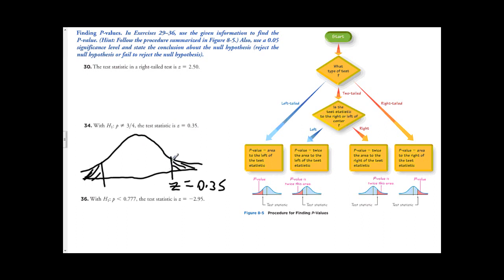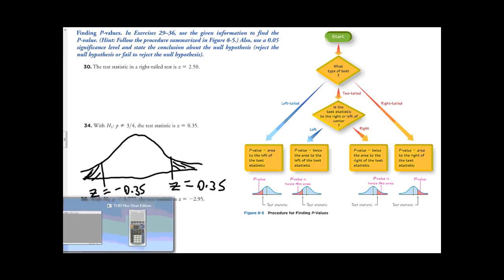So now we're going to look for that area. There's actually a trick that you can use here. Because there's symmetry here, we know that the other critical z is negative 0.35. So technically, you can use either one of these two and double the answer to get the entire area. So let's go ahead and do that.